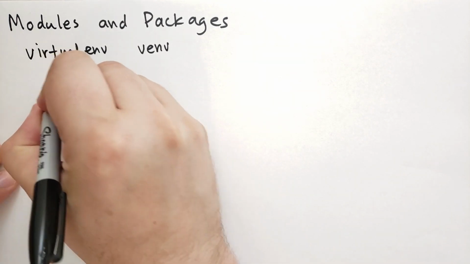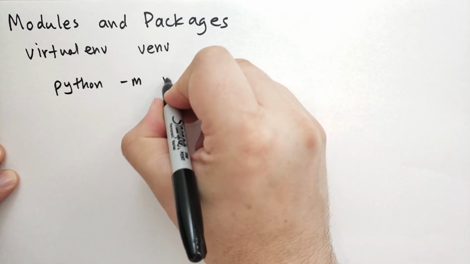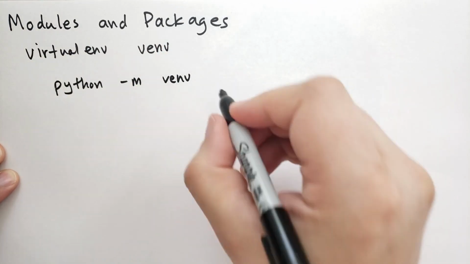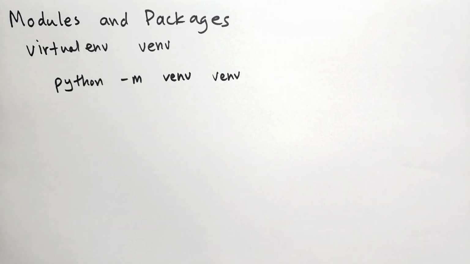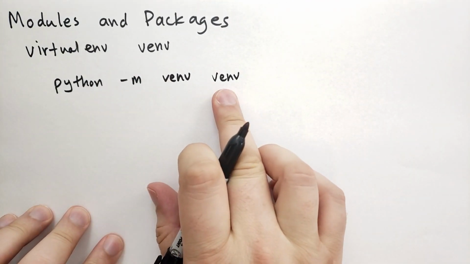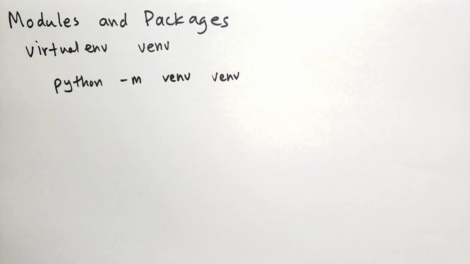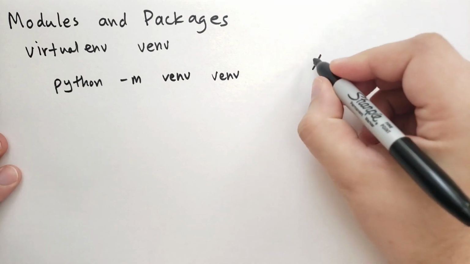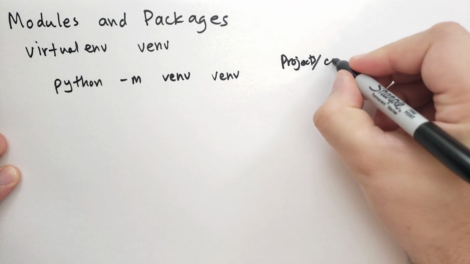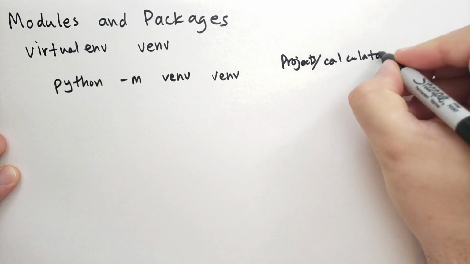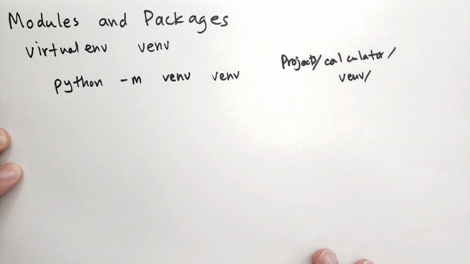All you have to do is say python -m venv and a directory. Typically, I create it in a directory called venv itself. This is the path where you want to create your virtual environment. I typically put virtual environments at the top level of my projects. So I might have a projects directory, and we might be doing a project like a calculator. And then under this directory, I will create the virtual environment.